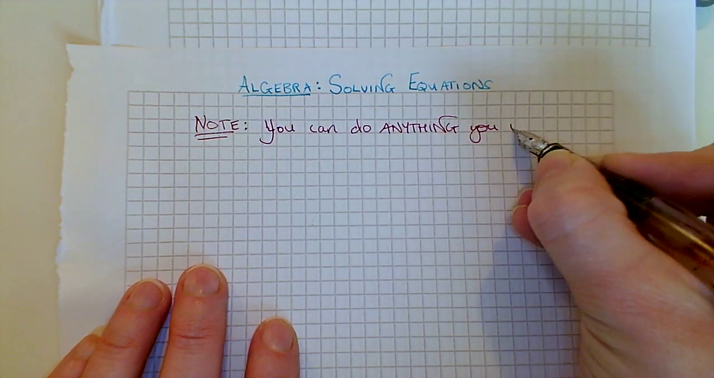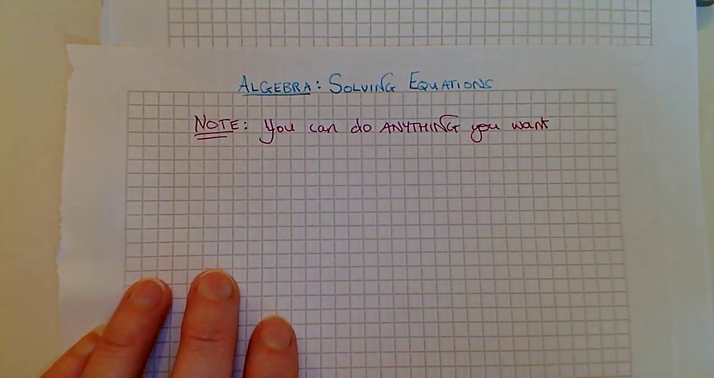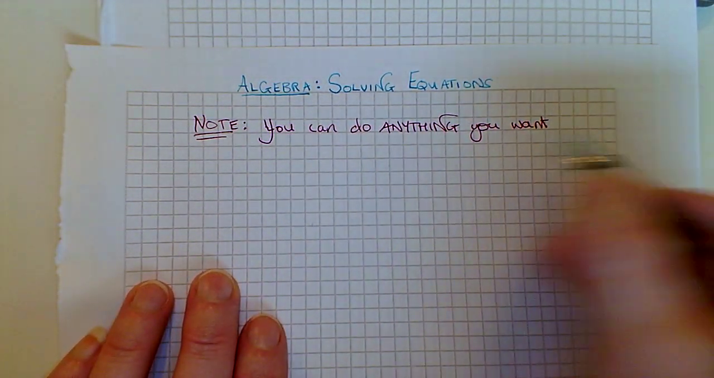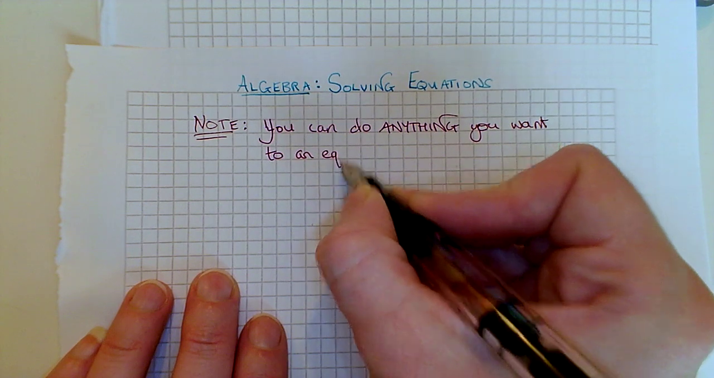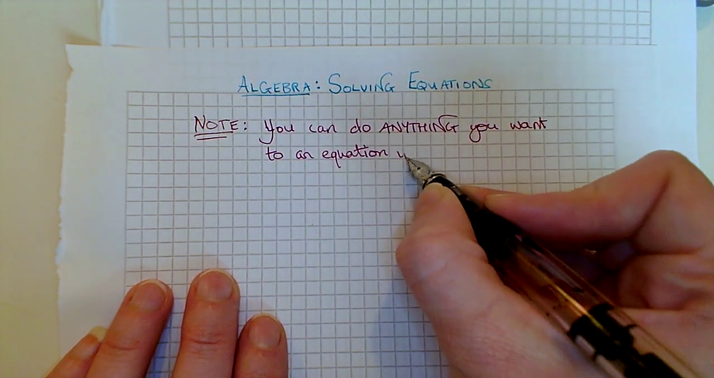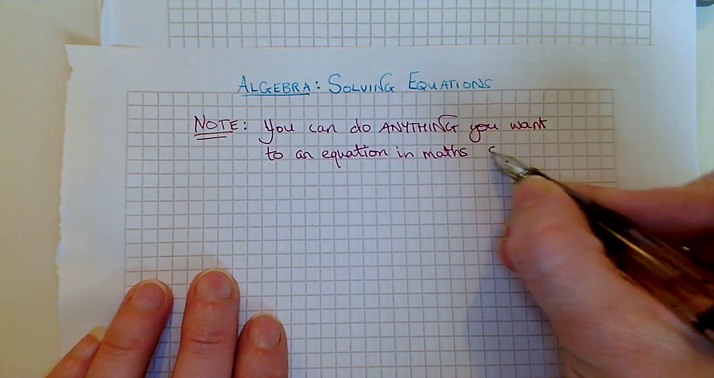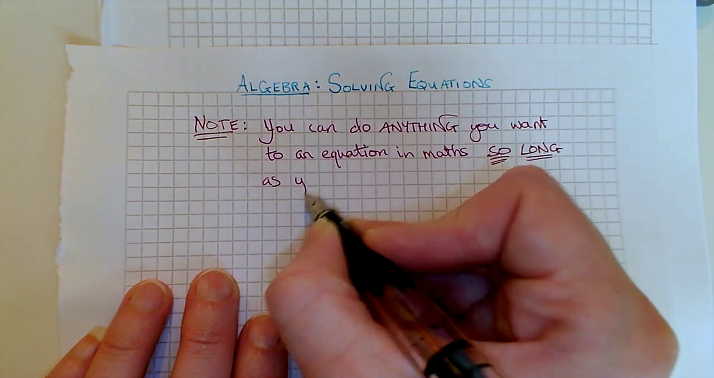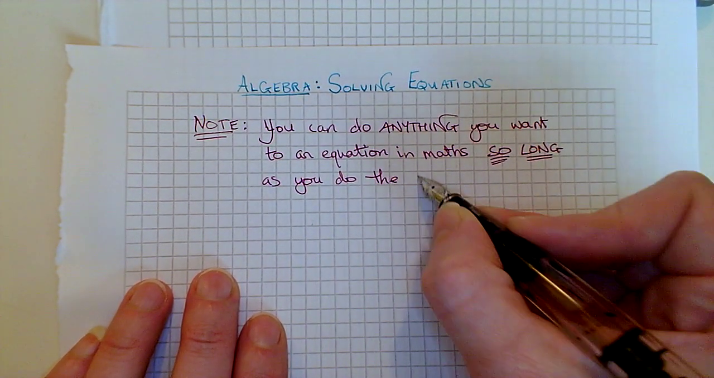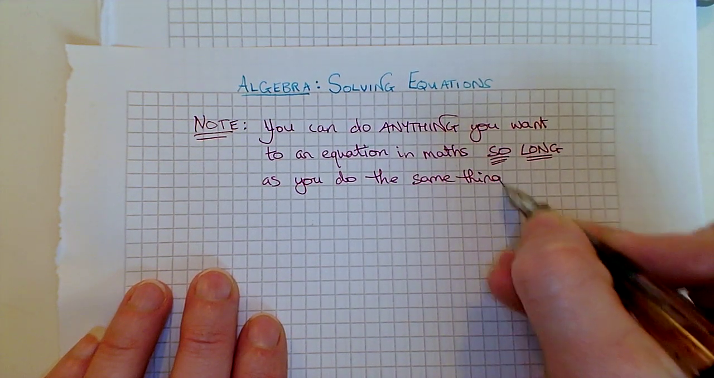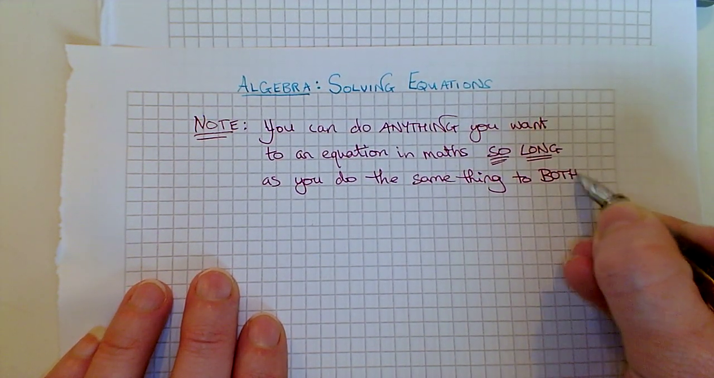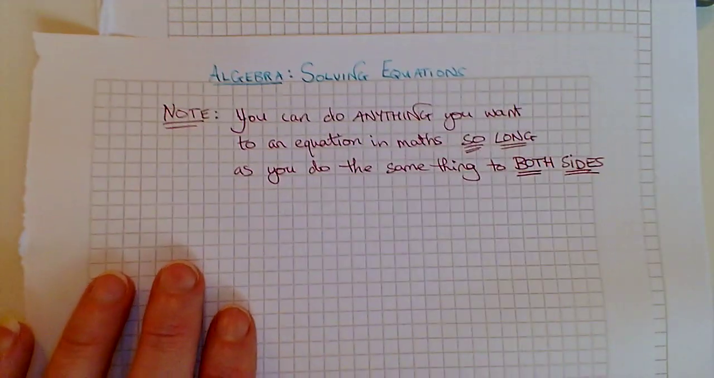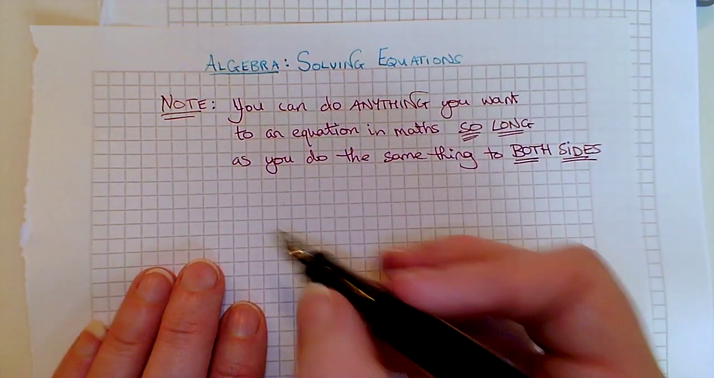So you can do anything you want. I can multiply, I can add, I can divide, I can square, I can get the logarithm, and various other things. I can raise it to a power. You can do anything you want to an equation in maths, so long, and this is really important, as you do the same thing to both sides of the equation. What do I mean? Well, let's look at an example with some basic numbers.